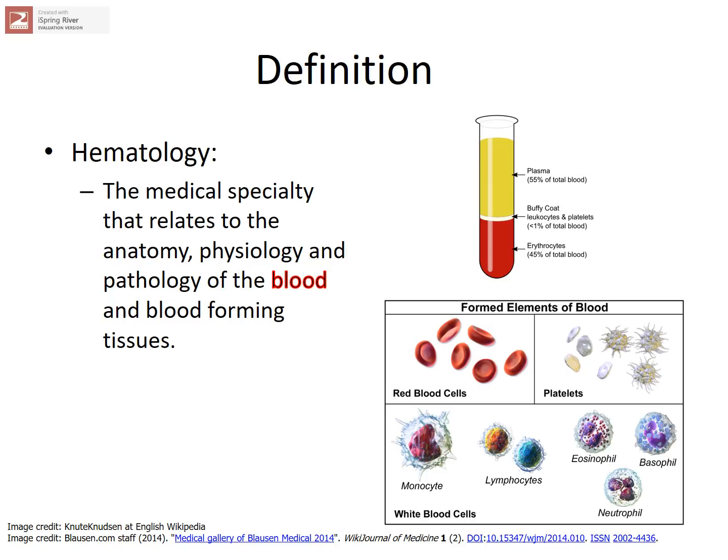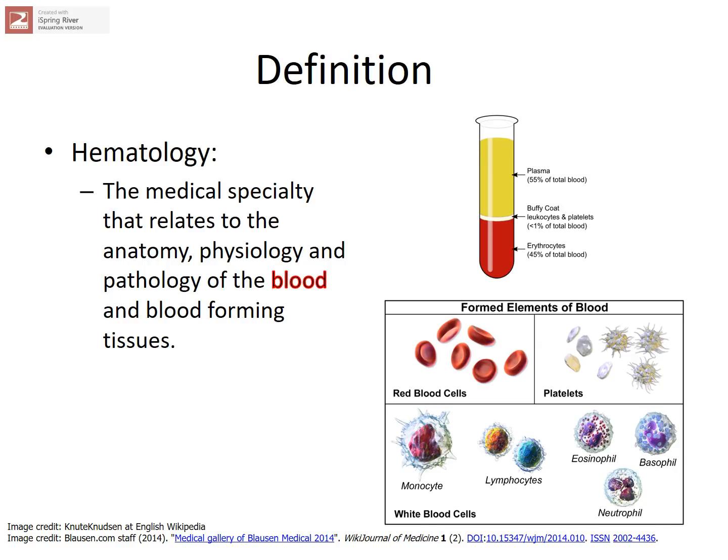We'll begin with hematology. The definition of hematology is a medical specialty that relates to the anatomy, physiology, and pathology of the blood and the blood-forming tissues. The images that you see show you in picture form what whole blood would look like if it were allowed to settle, where you would see the red blood cells or erythrocytes at the bottom, the white cells and platelets, which we call the buffy coat, in the middle, and then the liquid portion, which would be plasma or serum if the specimen is clotted, in the upper portion.